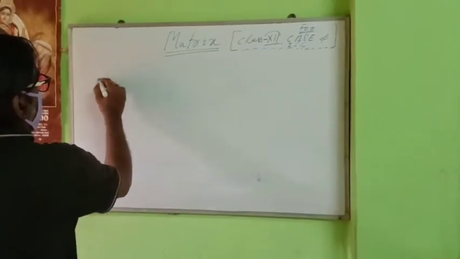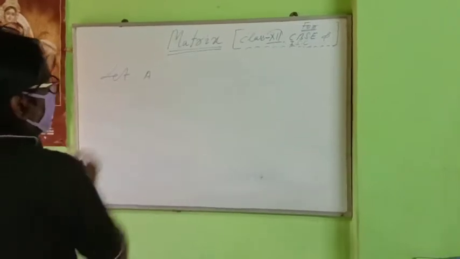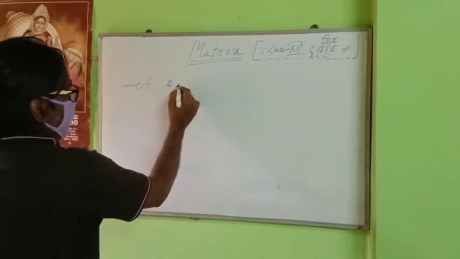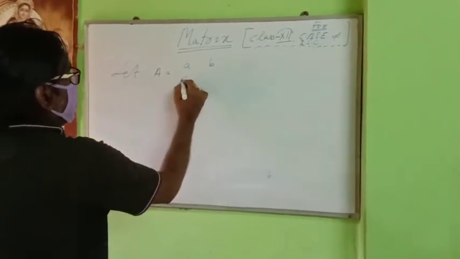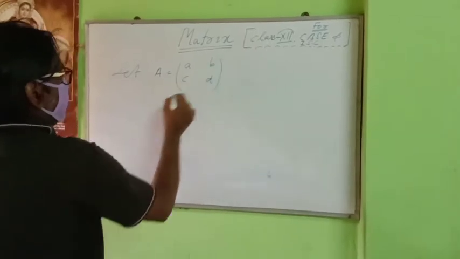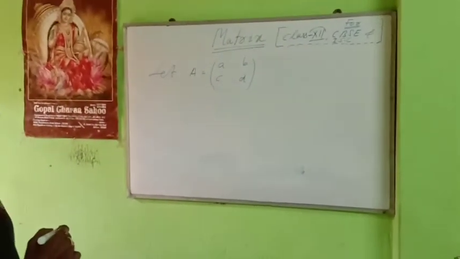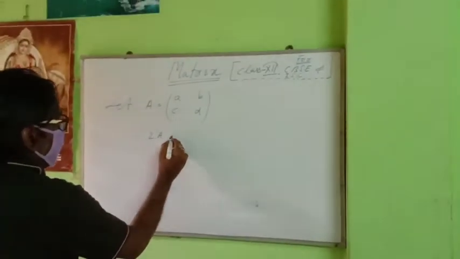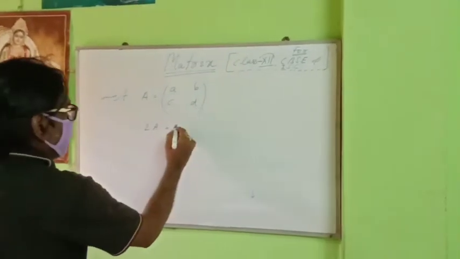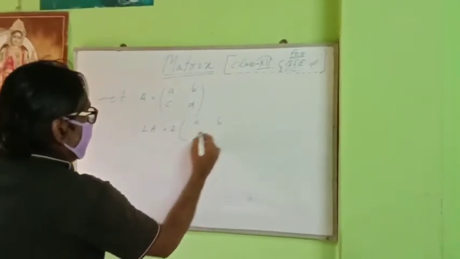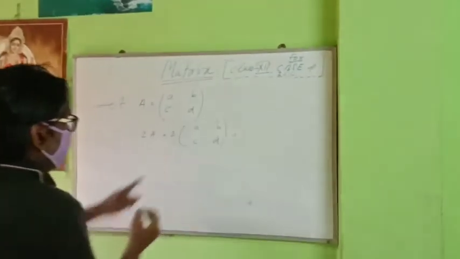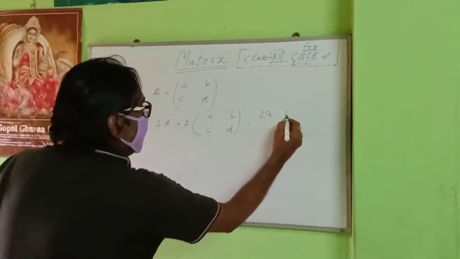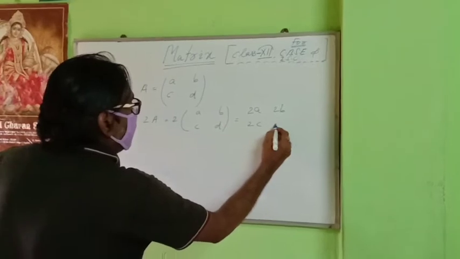Let A be a matrix, suppose a, b, c, d. It is a matrix. How many rows are there? 2 rows, 2 columns. Then can you tell what 2A will be? 2A will be 2 multiplied everywhere, means 2 is multiplied with each element of the matrix, and the result will be 2a, 2b, 2c, 2d.